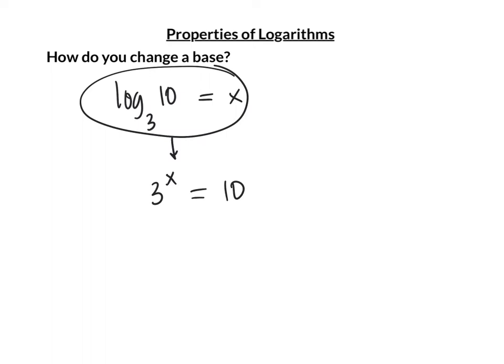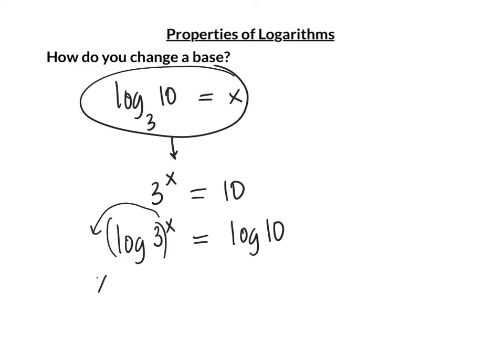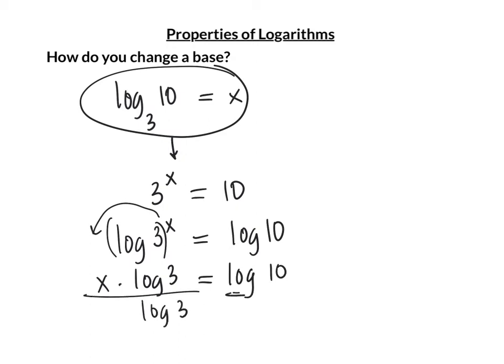We take the log of both sides. Notice now I'm using base 10. I'm not going to use a base. The log of 3 to the power of x equals the log of 10. This is the power rule. I have an exponent to an exponent. I can bring my exponent down. x times the log of 3 equals the log of 10. And we'll divide both sides by the log of 3, and x is the log of 10 divided by the log of 3.